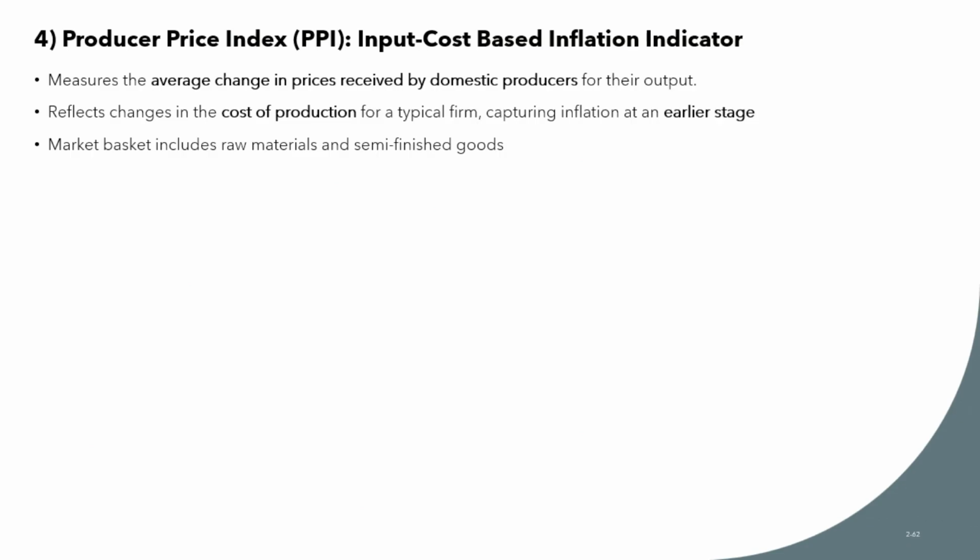Now let's move to the last method, the fourth method, called the producer price index. This one is an input cost based inflation indicator. PPI measures the average change in prices received by domestic producers for their output, and it reflects the changes in the cost of production for a typical firm, capturing inflation at an earlier stage. Mainly, the PPI includes raw materials and semi-finished goods.